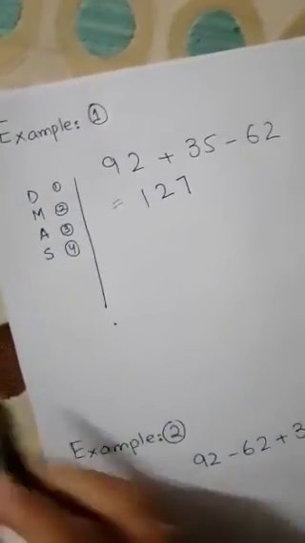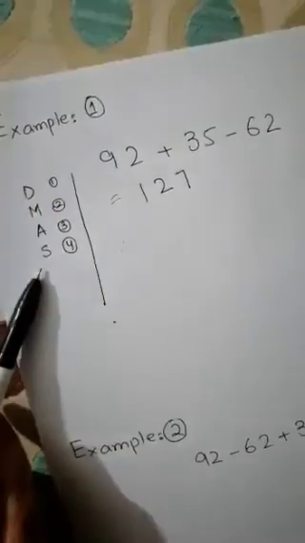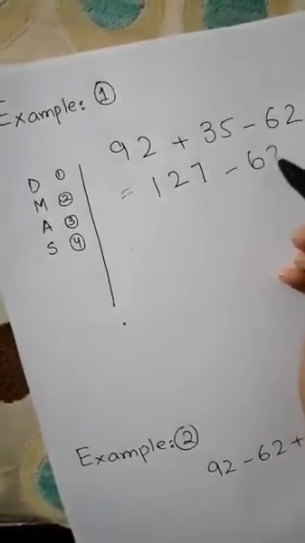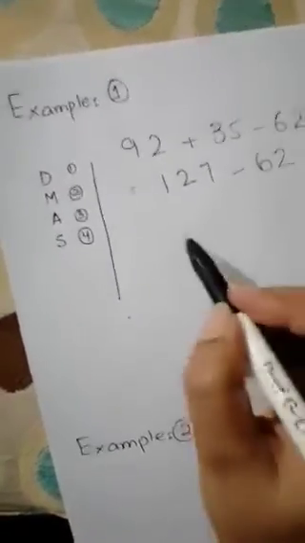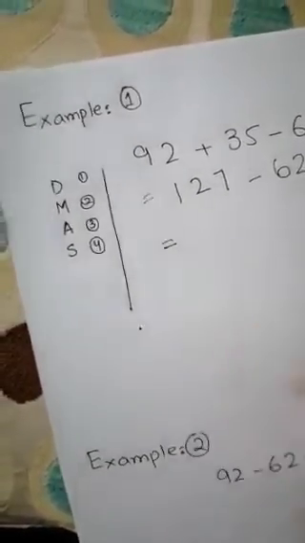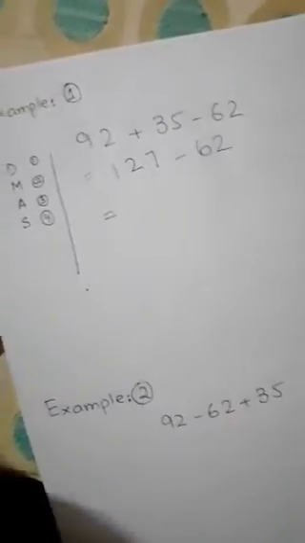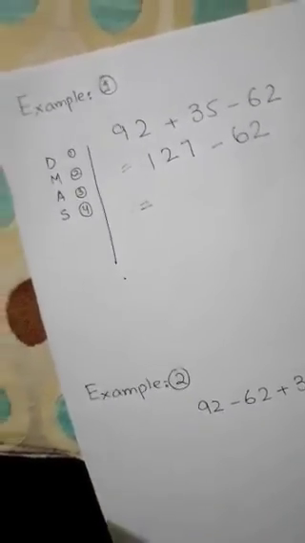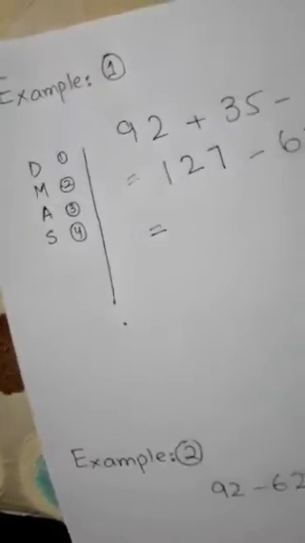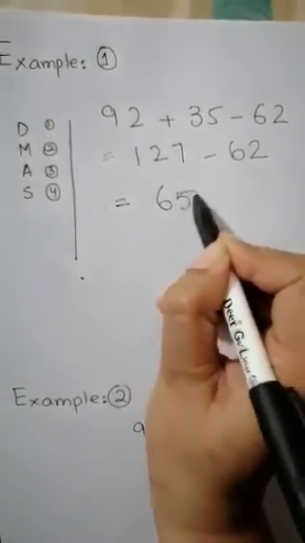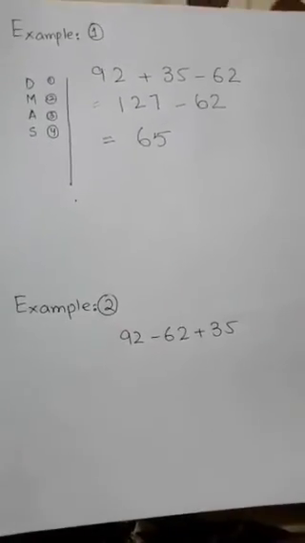Also next we have minus 62. So the next step, we have to subtract. So now we can subtract 62 from 127. So what will be the answer? Can anybody guess? Yes, we have the answer, 65. Answer is 65. This is how we can solve the DMAS rule.